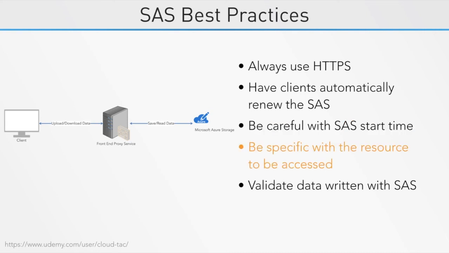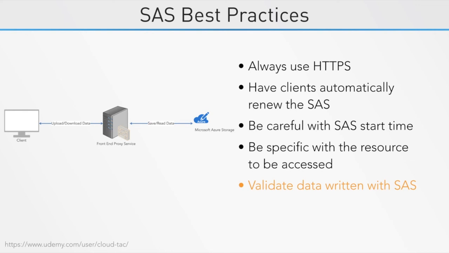Be specific with the resource to be accessed. A security best practice is to provide a user with the minimum required privileges. If a user only needs read access to a single entity, then grant them read access to that entity and not read, write, delete access to all entities. This also helps lessen the damage if a signature is compromised because the signature has less power in the hands of an attacker.